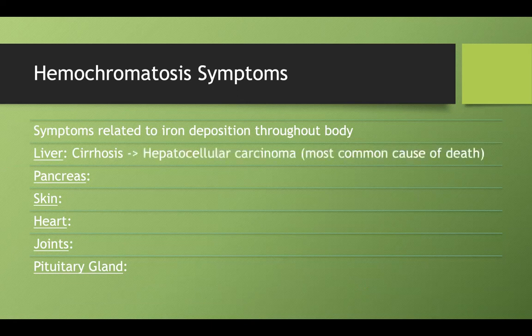And as we've discussed many times now, anytime you have liver cirrhosis, that can increase your risk of developing hepatocellular carcinoma. And in the case of hemochromatosis, HCC is the most common cause of death.